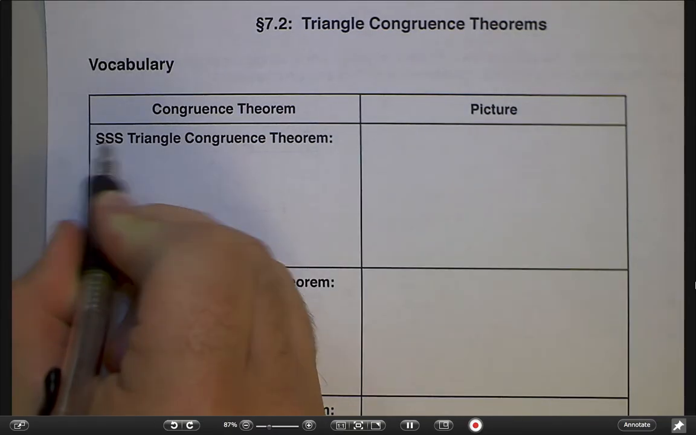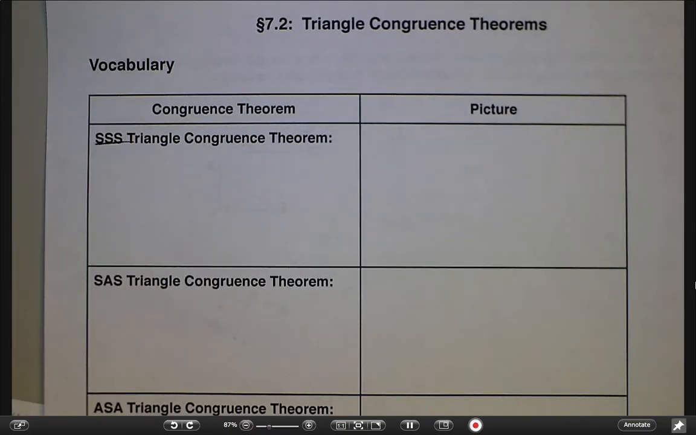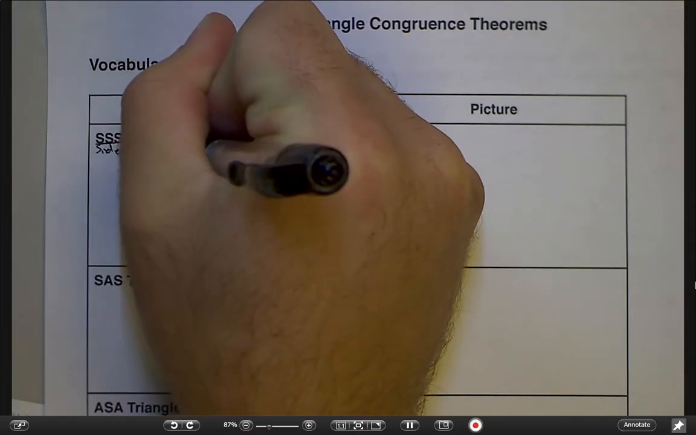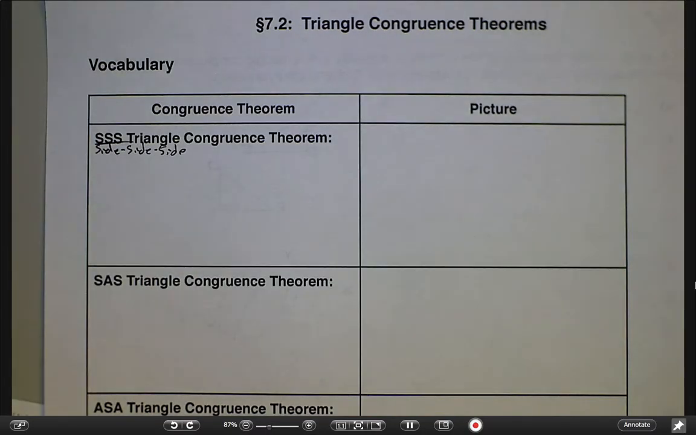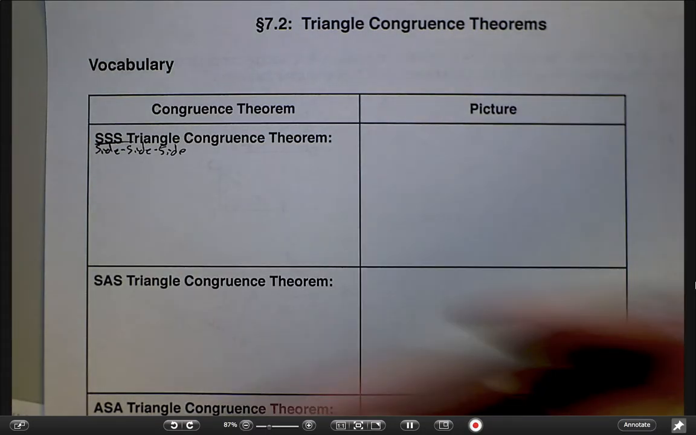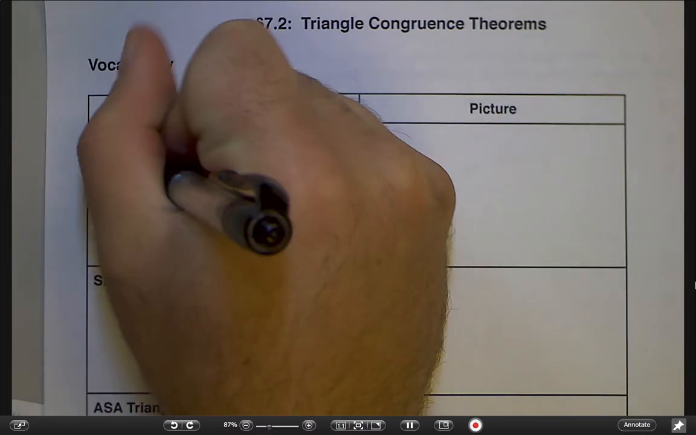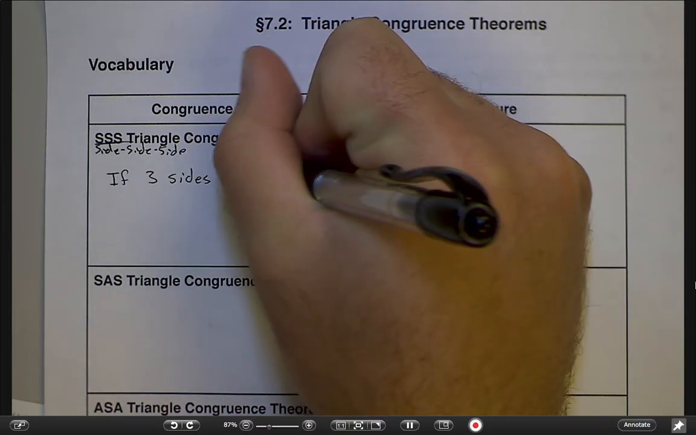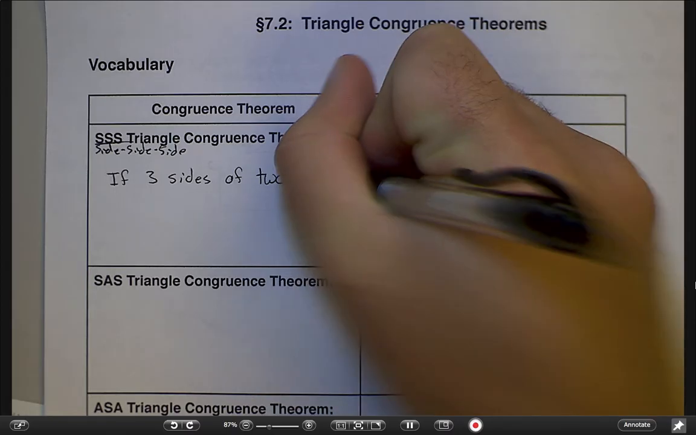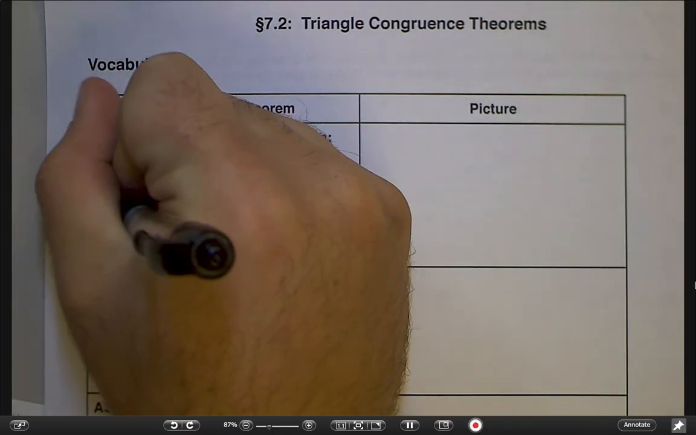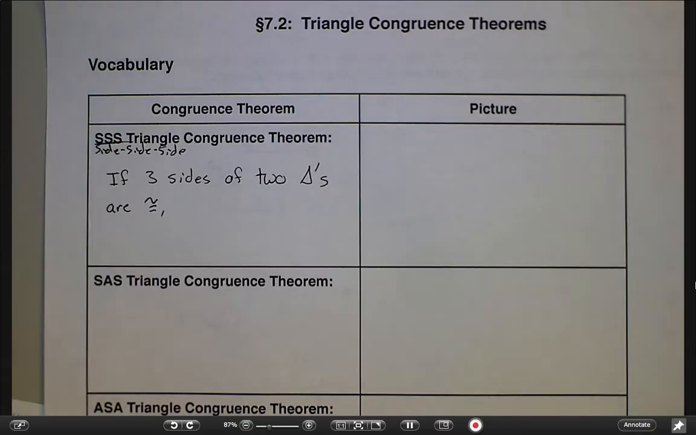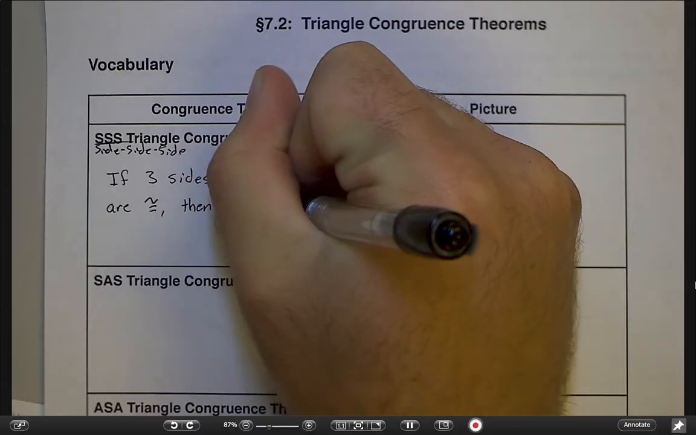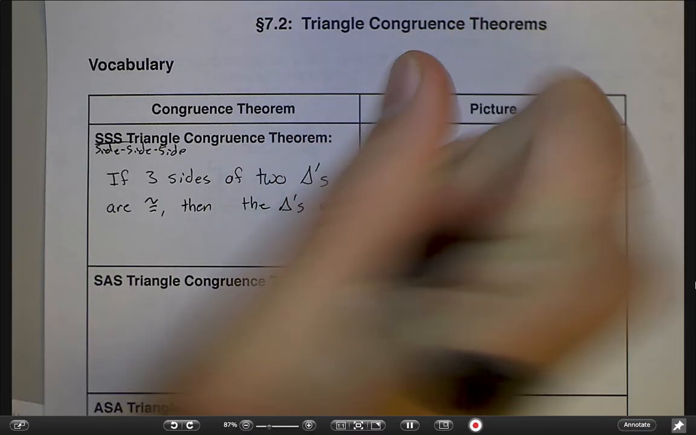So our first one here is what we call the SSS triangle congruence theorem, also known as side, side, side. Those S's are standing for side. So you could call this the side, side, side triangle congruence theorem. Okay? But what it says is that if I know that 3 sides of 2 triangles, I'm going to abbreviate and use our triangle symbol there, are congruent, and again I'm going to use our congruent symbol, then the triangles themselves are congruent.